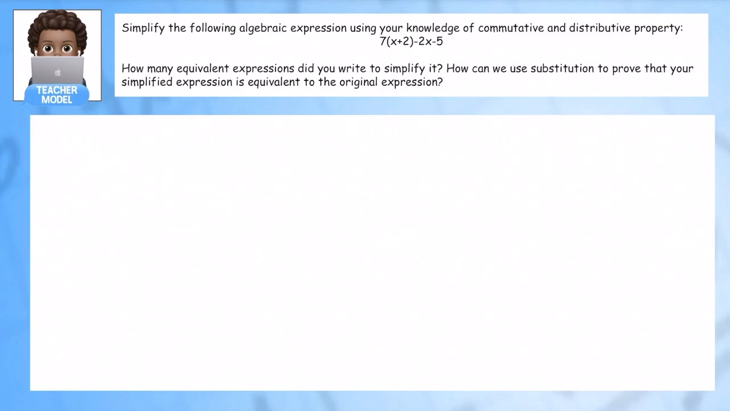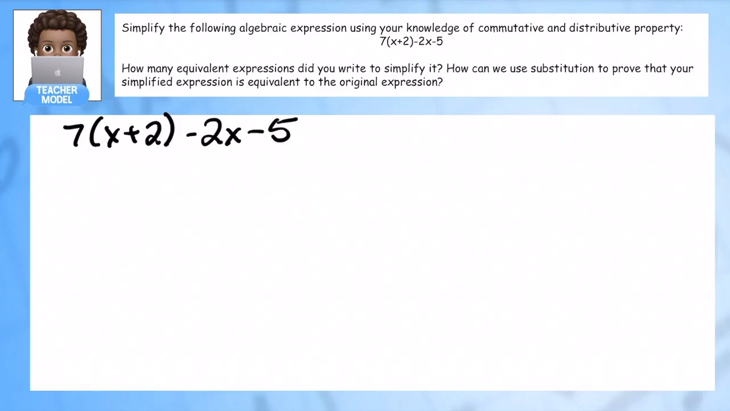Simplify the following algebraic expression using your knowledge of commutative and distributive properties. 7 times parentheses x plus 2 minus 2x minus 5. How many equivalent expressions did you write and simplify it? And finally, how can we use substitution to prove your simplified expressions are equivalent to the original? So very similar to the multiple choice we had in lesson 61. Here's our original.